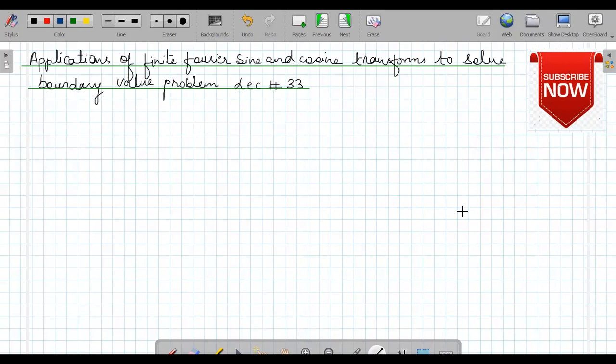So today we solve directly some problems which are boundary value problems. But the question is, how do we know that we should apply sine transform on the given problem or cosine transform? So the answer is that on the basis of the given conditions in the question, we choose sine or cosine transform. So I'll show you first of all the condition in which we should apply the sine transform and cosine transform.